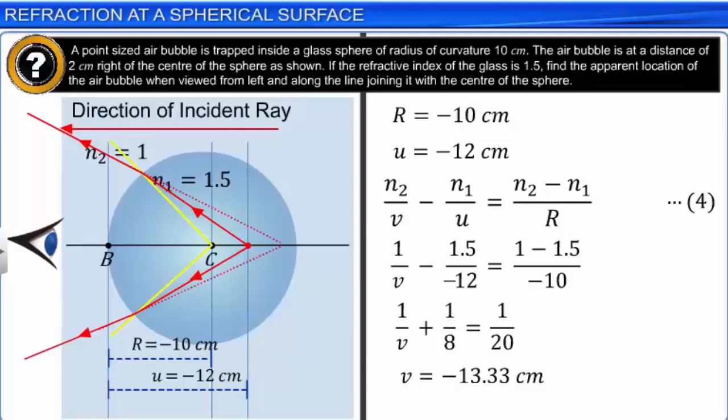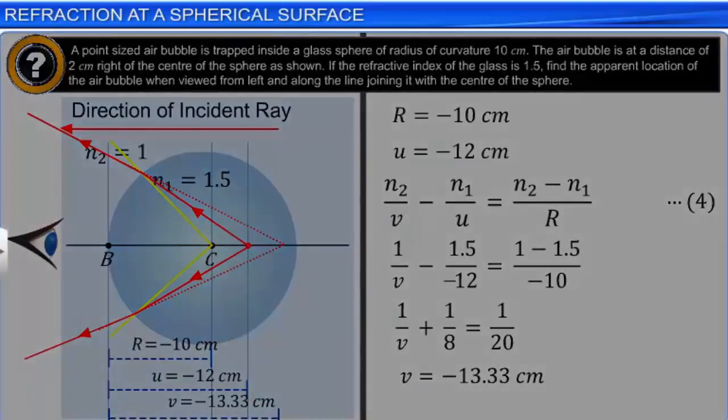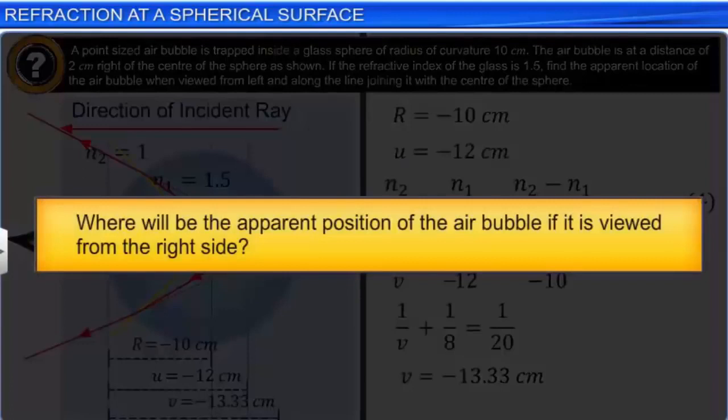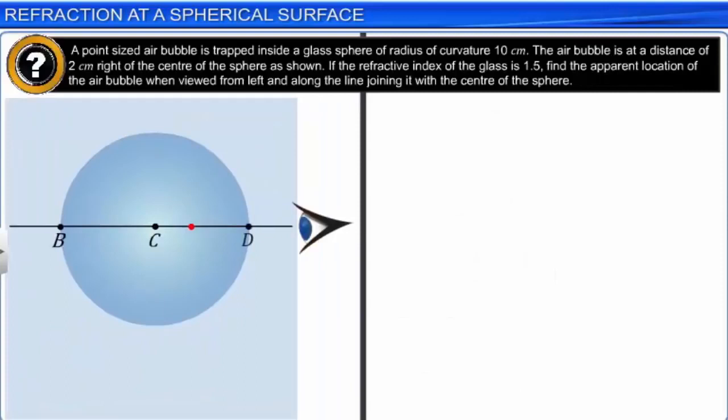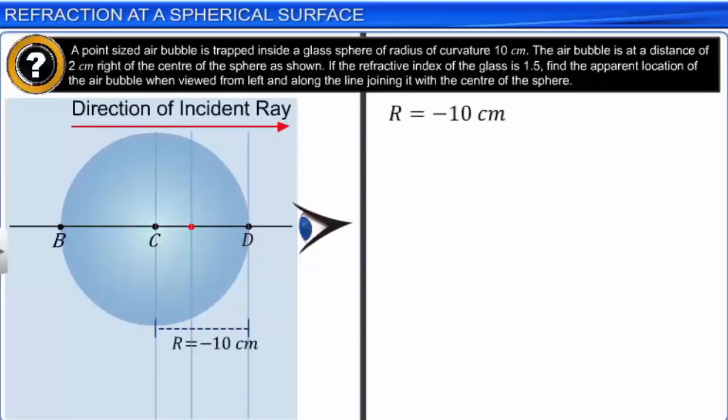Now let us find out the apparent position of the air bubble if it is viewed from the right side. If D is the intersecting point of the spherical surface with the principal axis towards the air bubble, all measurements are made from this point. R is equal to -10 cm and U is equal to -8 cm. Substituting these values in equation 4 and on further simplification, we get V is equal to -7.28 cm. The corresponding ray diagram is as shown.